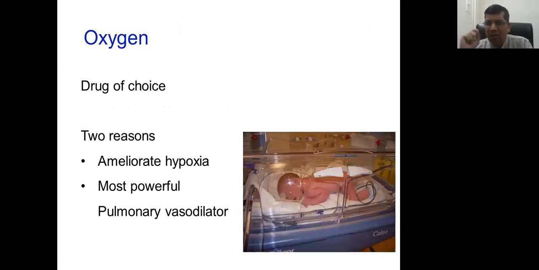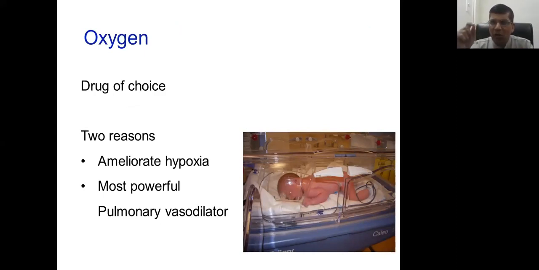The most important drug which is still there is oxygen. But you don't want too little and you don't want too much. In Marathi we say: ऊस गोड झाला म्हणून मुळासकट खाऊ नका. It means don't give too much and don't give too little. You have to maintain it in the range, because oxygen is a powerful vasodilator.